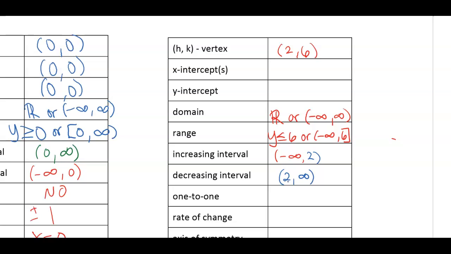Any questions on increasing or decreasing interval? That's probably a newer thing for you guys, and the notation is not about the numbers we're reaching, so it's really hard to wrap our mind around that sometimes.